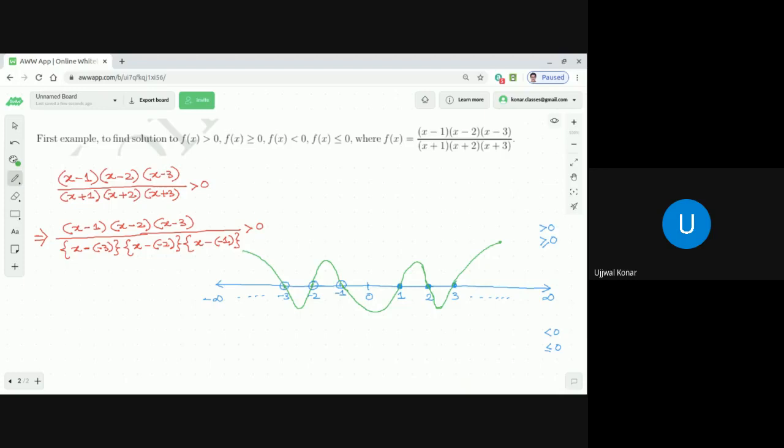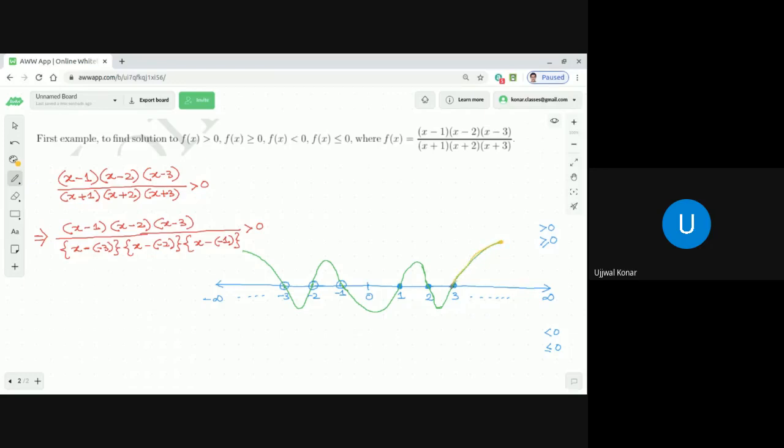Okay, let me repeat once more with a different color. Let me draw the same curve with a different color so that you will get a different perspective. You will get the revision of this. So what I'll do first, I'll take a point which is above the number line, right of 3, like this. And then I start drawing. From here, I will approach the point 3.